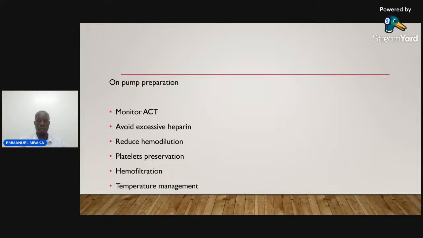And also there's temperature management. You need to avoid very deep hypothermia unless it is required for circulatory arrest, because avoiding it preserves coagulation enzyme activity. Next slide.